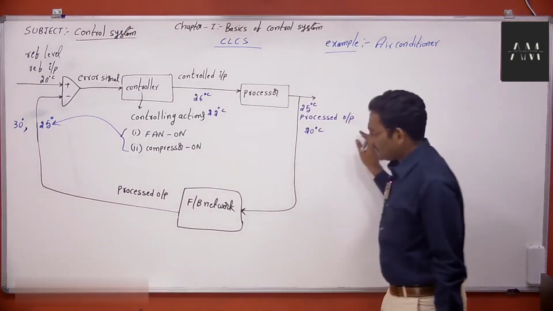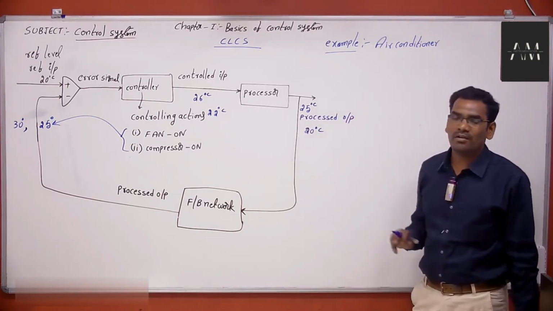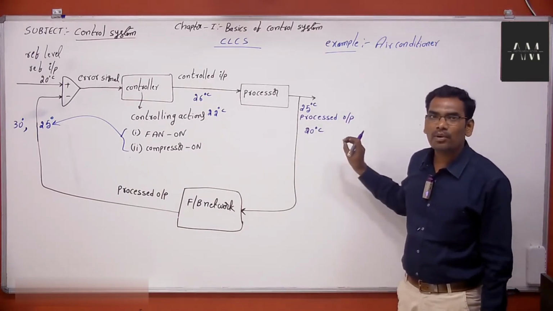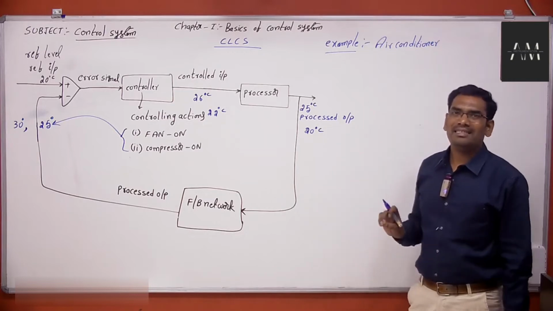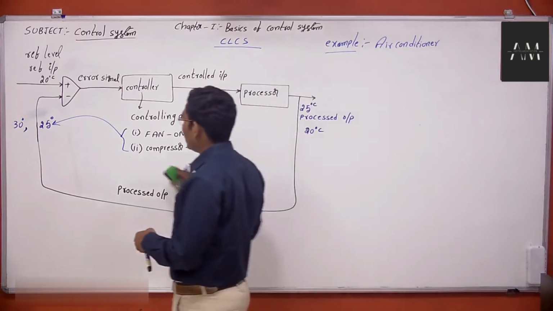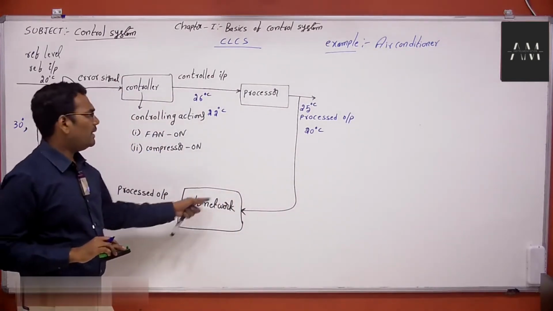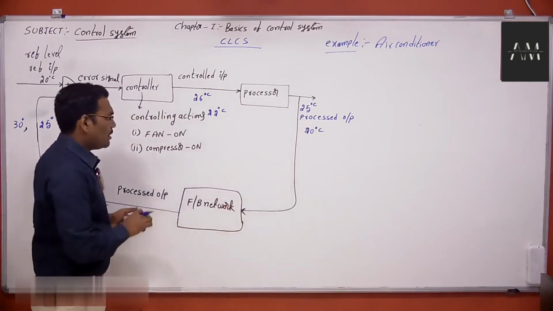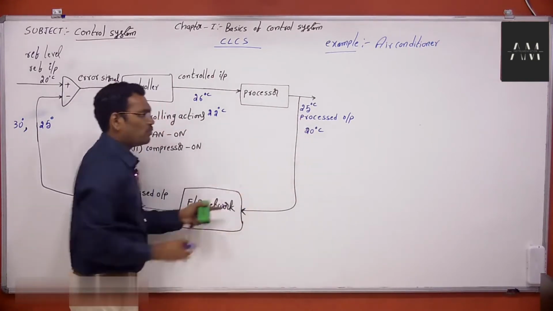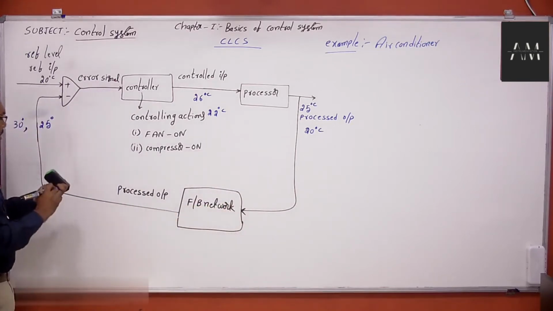Therefore, is this the desired output or not? Is this 20 degree centigrade the desired output or not? No, this is just a processed output only. Why am I saying this is processed output? Because here one network is available. Now this is a sensor. It continuously senses the temperature. What is the temperature now? This processed output is 20 degree centigrade. Now this 20 degree centigrade is coming here.